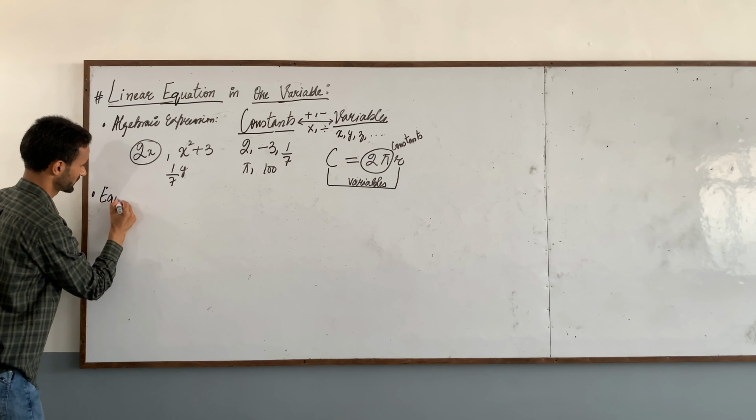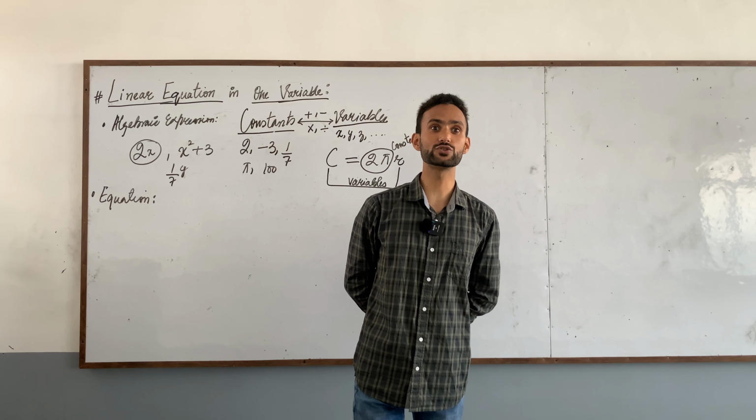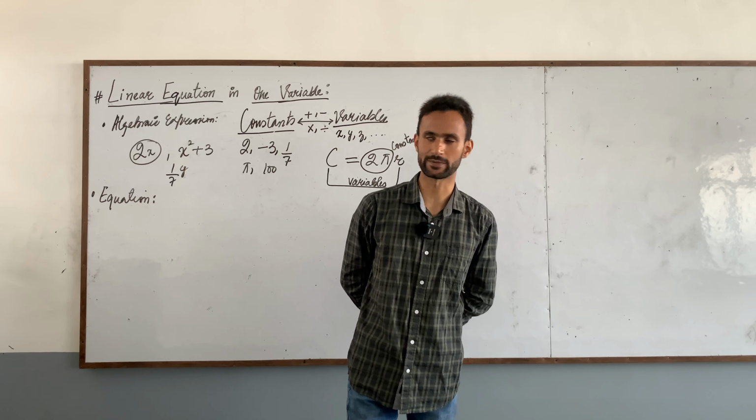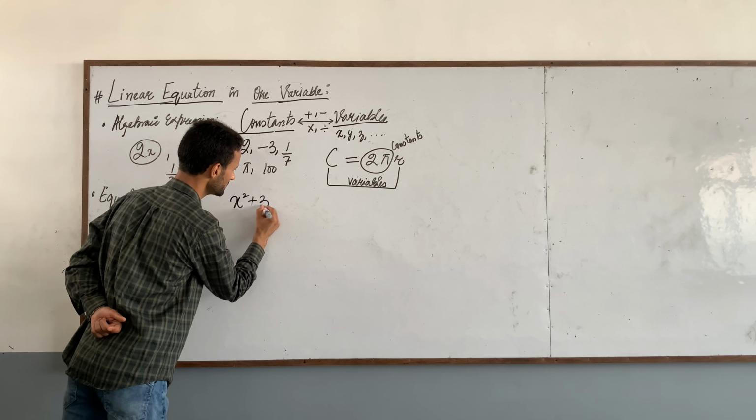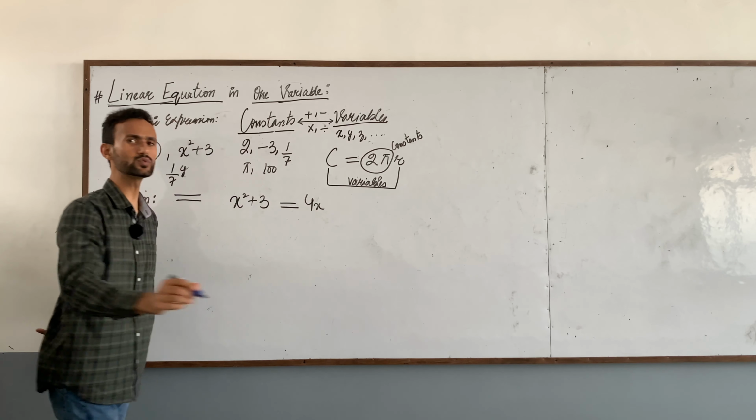What is an equation? An equation is a sentence in which there is a sign of equality between two algebraic expressions. For example, if I take two algebraic expressions, one is x square plus 3, the second is 4x. If I put an equality between the two algebraic expressions, we get an equation. So it is an equation.